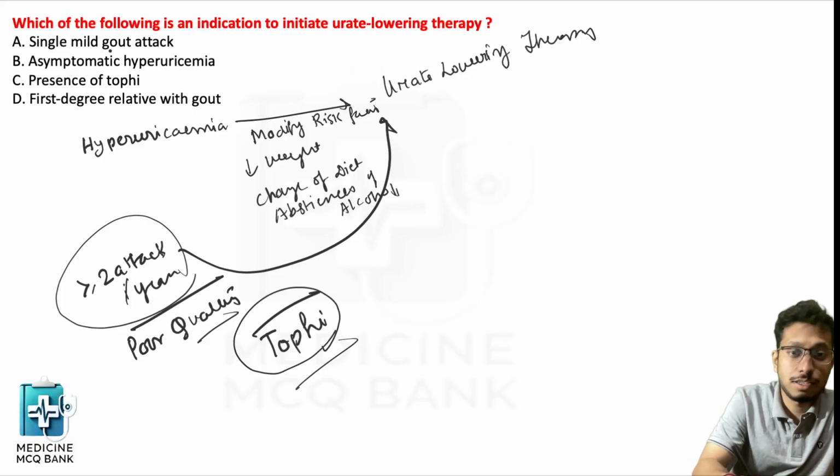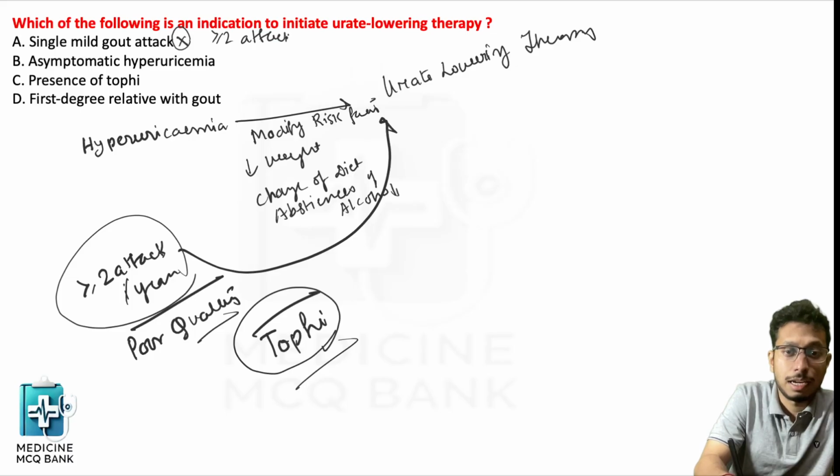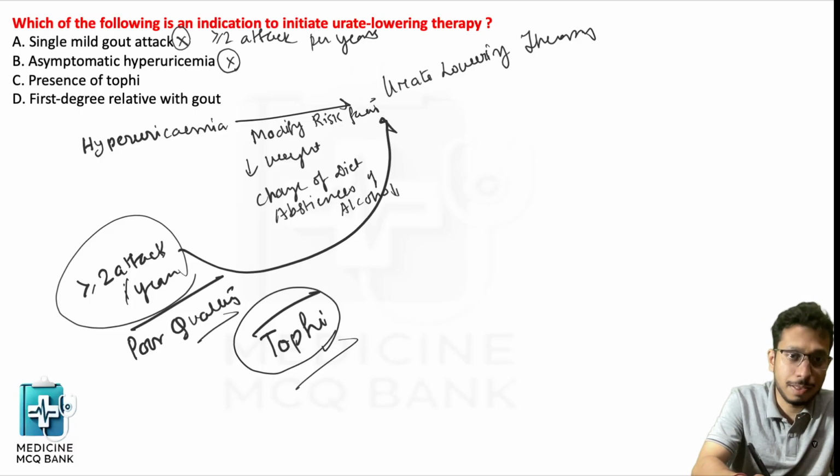So, let's check the MCQ again. Which of the following is an indication? Single mild gout attack? Absolutely not. More than 2 attacks per year is the indication. Asymptomatic hyperuricemia, no, it is also not an indication. If there are recurrent attacks of gout with hyperuricemia, that becomes an indication. Presence of tophi, obviously. First degree relative with gout, no, it is not. So, the answer is presence of tophaceous gout.